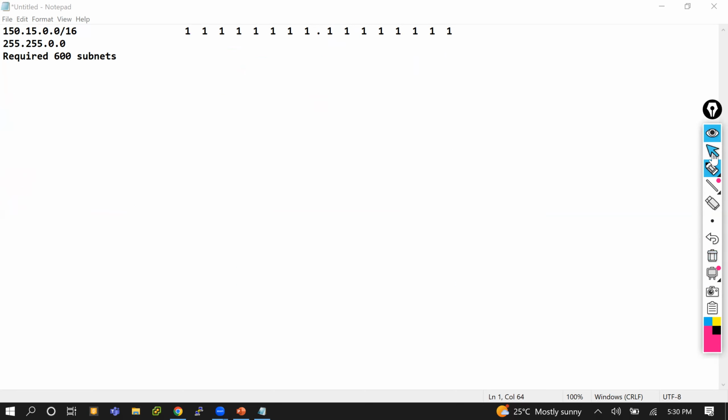Okay. The next we have class A. So the class A IP address is 10.0.0.0 and /8 we have. You can give it either way. The subnet mask is 255.0.0.0 and the required subnets are 1300 here.